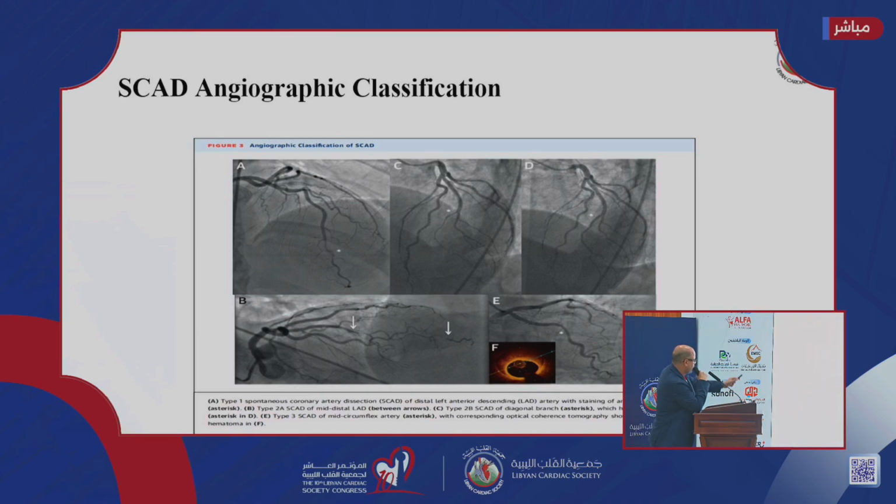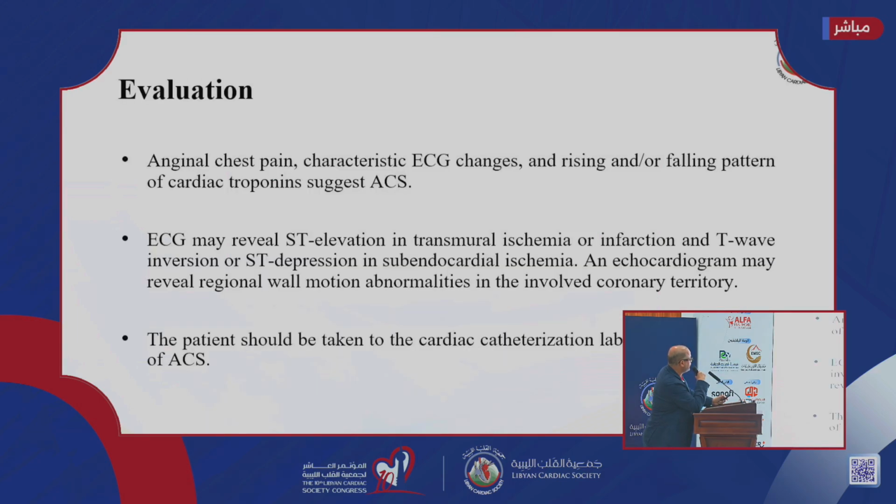And type 3, in figure E there, is easy to confuse with atherosclerotic plaque rupture. For that, there's OCT which confirmed the intramural hematoma. And those patients present with chest pain, ECG changes similar to the other presentations of acute coronary syndrome.